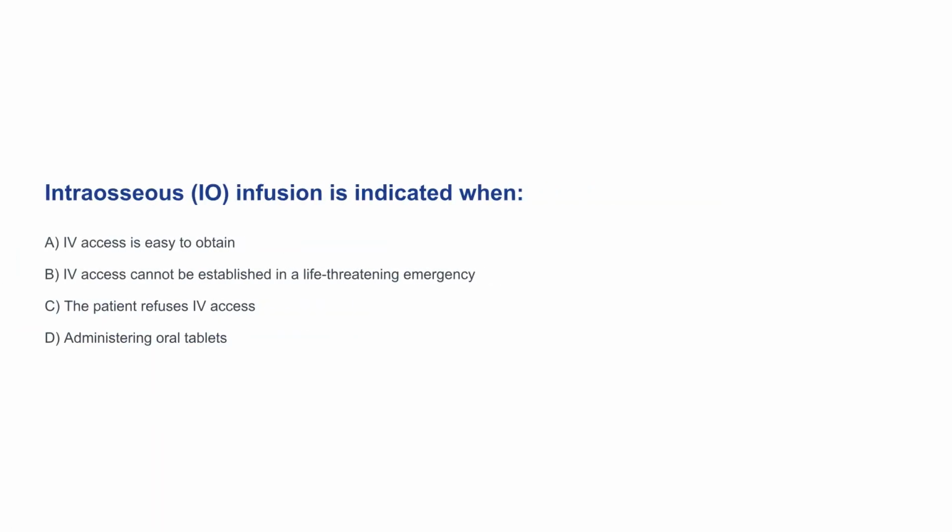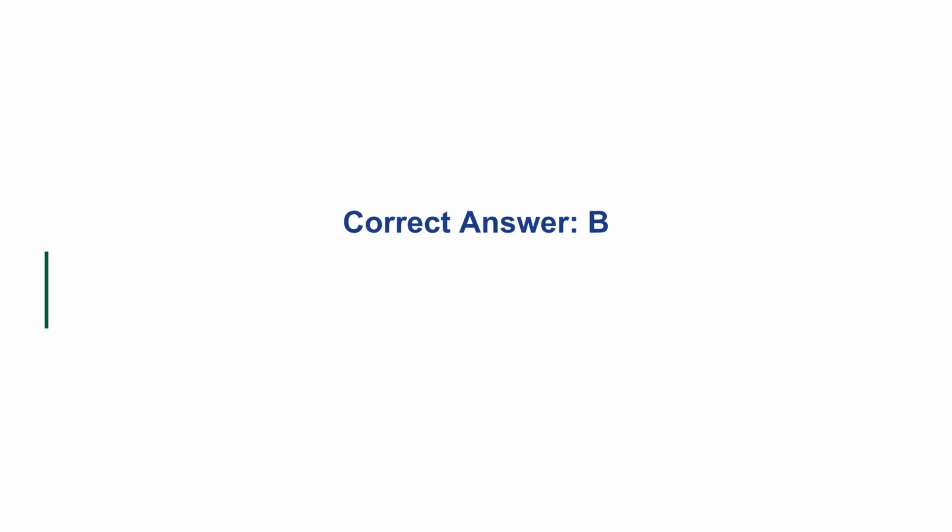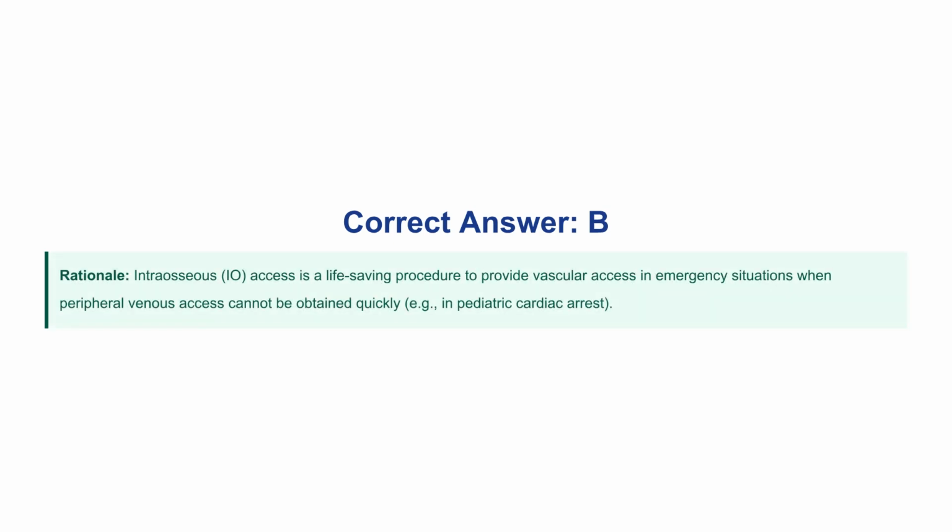Intraosseous IO infusion is indicated when. The correct answer is B. IO access is a life-saving procedure to provide vascular access in emergencies when peripheral venous access cannot be obtained quickly.